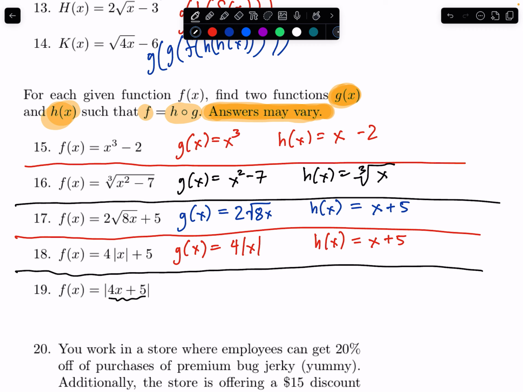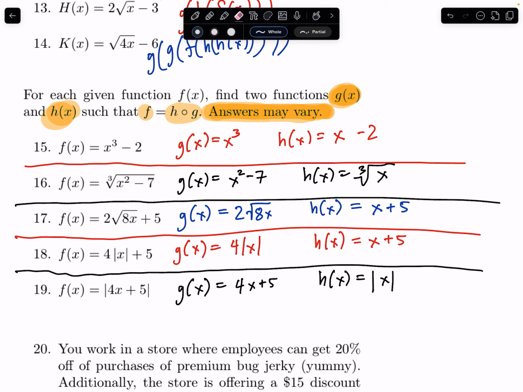Okay, number 19. What's happening here? The obvious inside function here, again not the only option, but to me that's the most obvious, is 4x plus 5. And so now anytime I see 4x plus 5, replace that with just an x. And then I get absolute value of x.